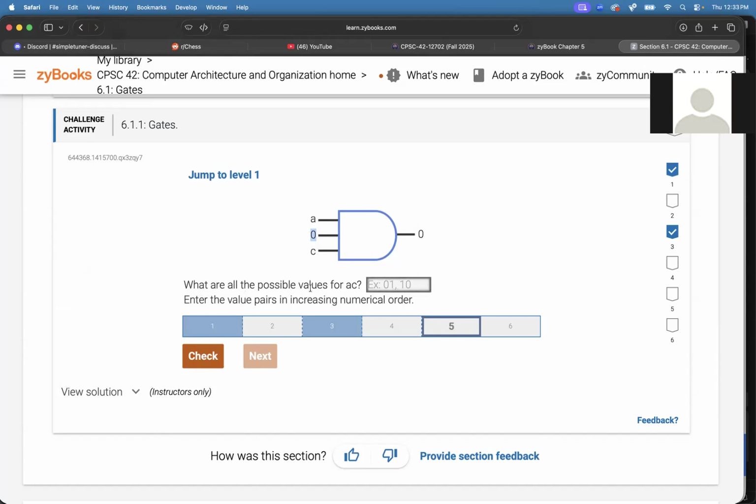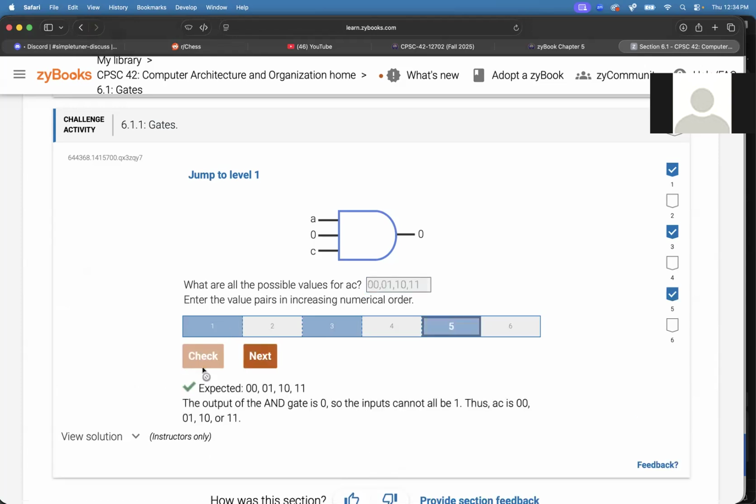So when it says what are all possible values for AC, well, A could be a zero and C could be a zero, or A could be a zero, C could be a one, or A could be a one, C could be a zero, or A could be a one, C could be a one. All of those combinations for A and C will result in a zero because of this zero.